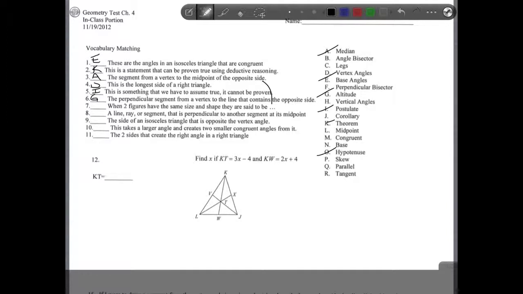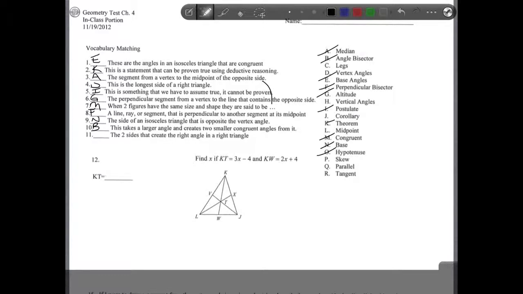When two figures are the same size, same shape, they are congruent, which is M. A line, ray, or segment is perpendicular to another segment at its midpoint, that's perpendicular bisector, which is F. A side of an isosceles triangle opposite the vertex angle, that is the base, which is N. This takes a larger angle and creates two smaller congruent angles from it, that's an angle bisector, which is B.